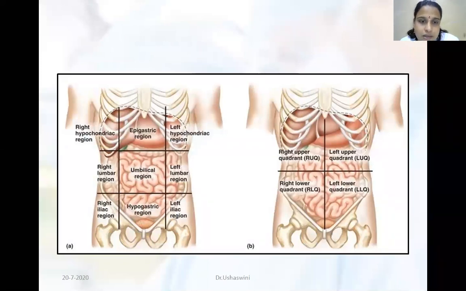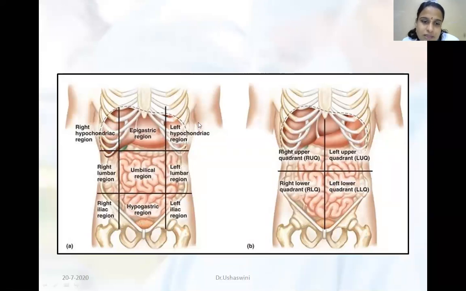Next, coming to the important clinical aspect, the abdominal wall is, for our convenience, divided arbitrarily into 4 quadrants. Quadrant means 4. This is done with the help of a mid-sagittal plane and the transumbilical plane. The transumbilical plane passes across the umbilicus and the disc between L3 and L4, dividing the abdomen into the right upper quadrant, left upper quadrant, right lower quadrant, and left lower quadrant.